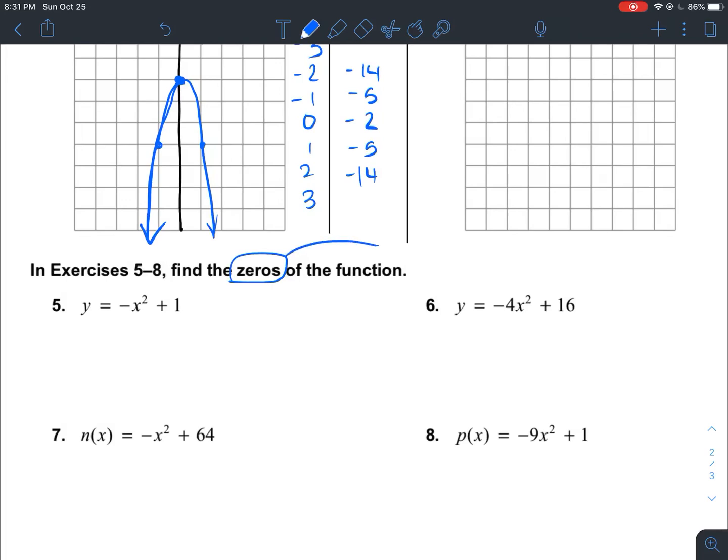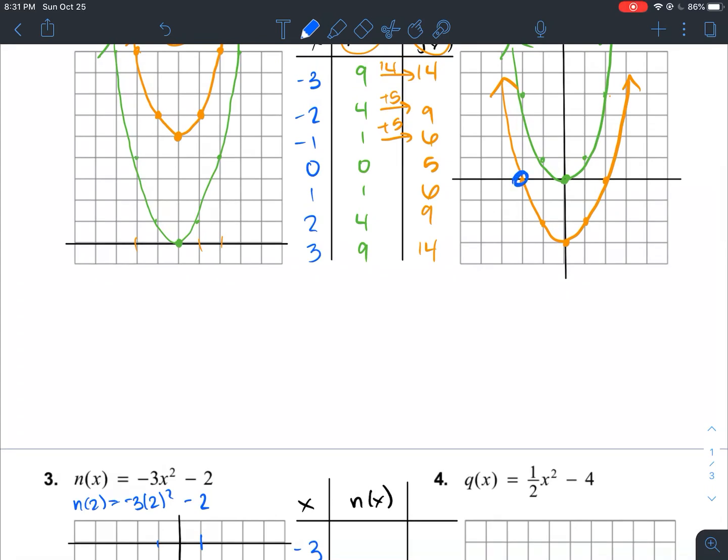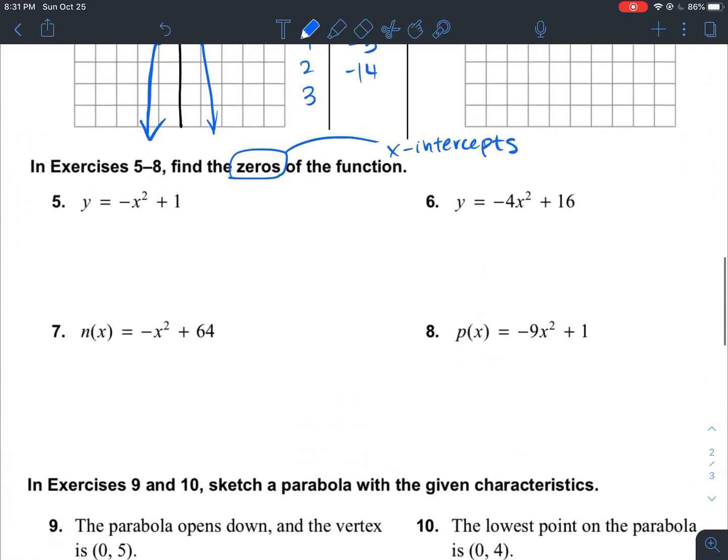That means x-intercepts. So remember, that's what we learned in the last section. So x-intercepts, like over here, where the function crosses the x-axis. And this is the x-axis, right? Which is also the same as y is equal to 0. Okay? So whenever it says find the zeros, that's what you want to do: you want to make y equal to 0. So for number 5, let's say 0 is equal to -x squared plus 1.